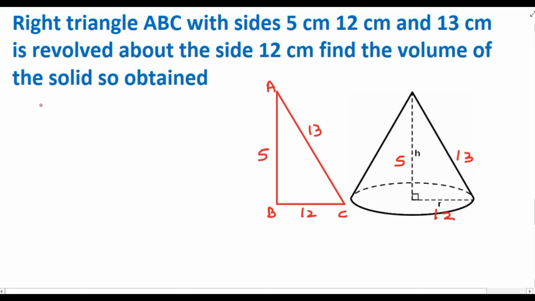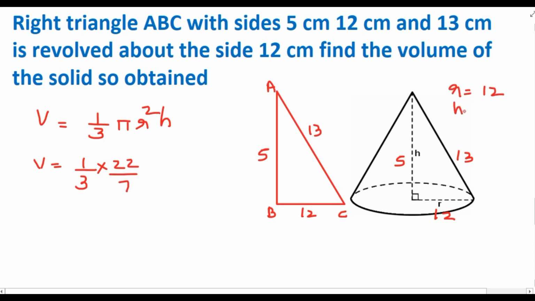So volume of the solid, volume of the cone is 1 by 3 pi r square h. So volume is equal to 1 by 3 into 22 by 7. Here we have radius as 5 and height as 12. So 5 square into 12. When you simplify this, you will be getting 314 centimeter cube.